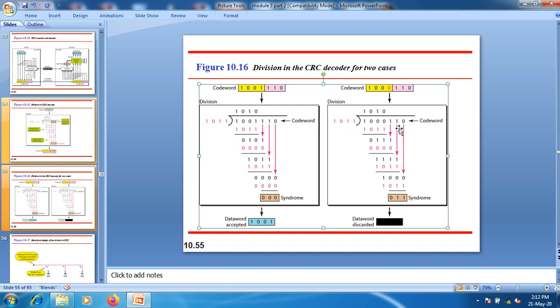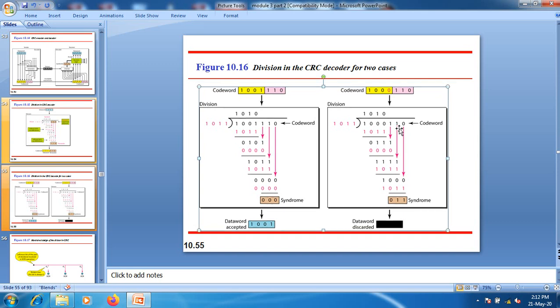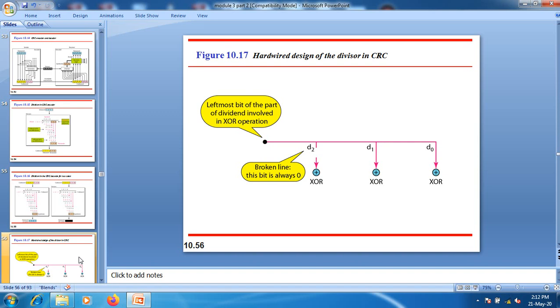One of the advantages of this CRC is we can implement this CRC by using hardware. I would like to leave this particular section, that is a hardwired design of a CRC implementation, to you as an exercise.